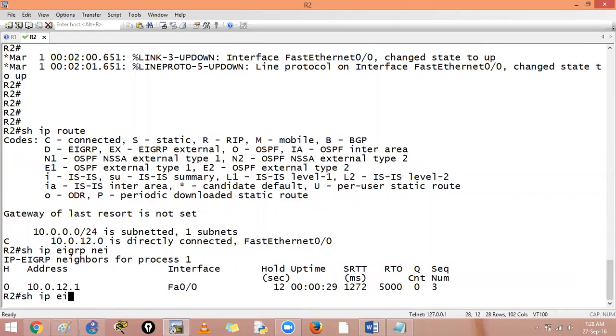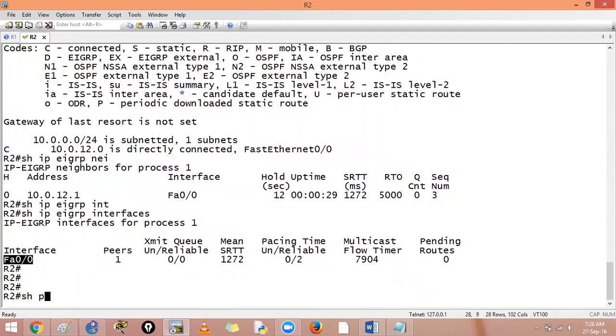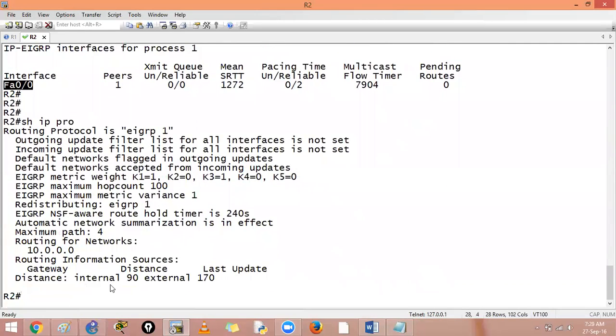Show IP EIGRP interfaces. I will tell you this is the interface that I am running EIGRP on. And if you want to say show IP protocols, this is a very nice command. See, in show IP protocols, it tells me that this is my autonomous system number. This is very important when it comes to troubleshooting. So show IP protocols will tell me which protocols are running.